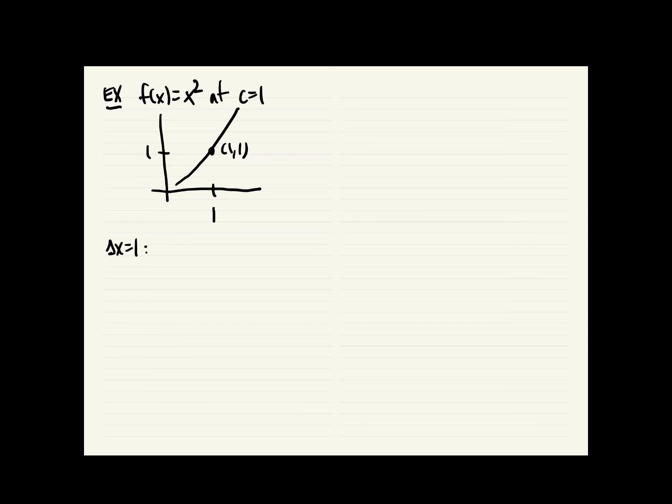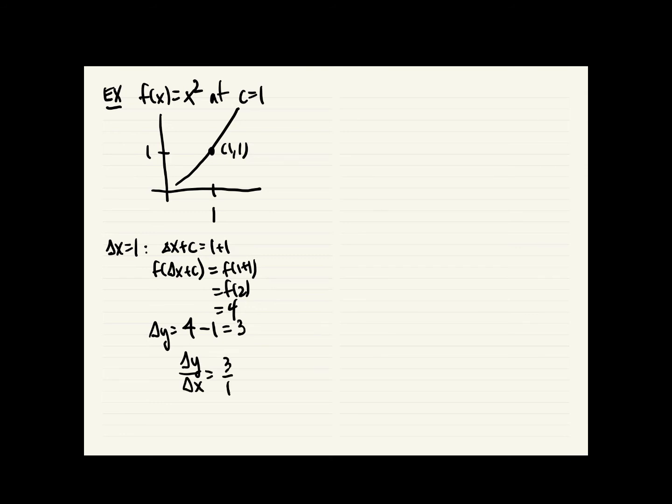So if I add 1 to my input, my new input is going to be delta x plus c, or 1 plus 1. And then my new output is going to be f of 1 plus 1. That's f of 2. And so I square 2, I get 4. Okay. So that tells me my delta y, it's my new y value minus my old y value. So delta y is 3. So in this case, we've just calculated delta y over delta x is 3 over 1, which is 3.